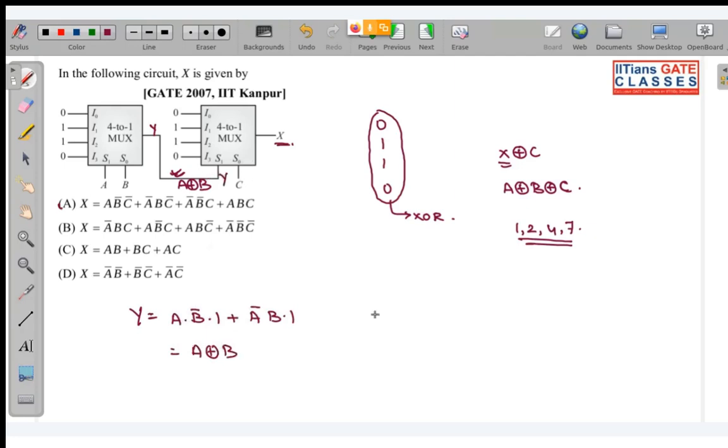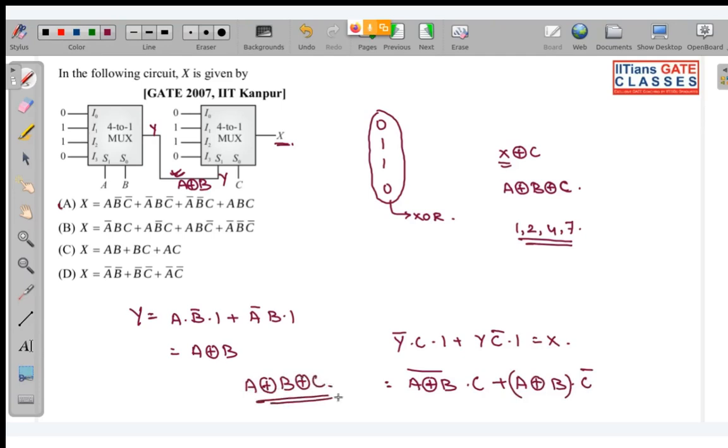So once again you can see Y complement C dot 1 plus Y C complement dot 1. This is equal to X. So put this, it will be A XOR B complement dot C plus A XOR B complement C. So you can see this is basically A XOR B XOR C. So after wasting a few minutes, you will be getting option A once again.